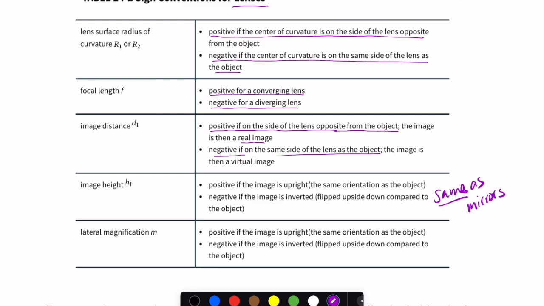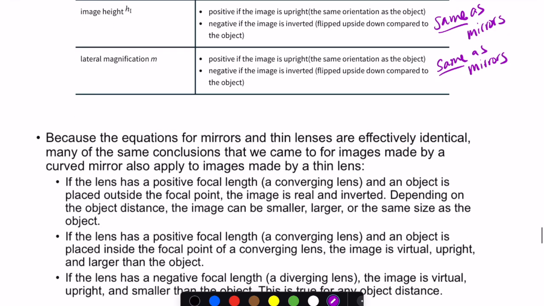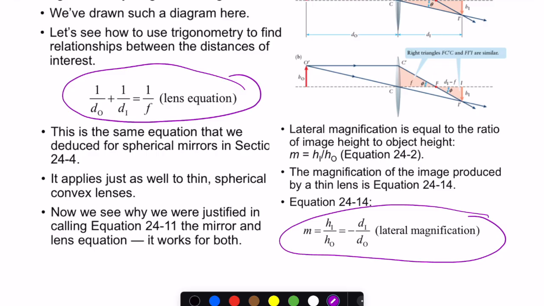And the upright or inverted, same. Okay. So because the equations for mirrors and lenses are the same, we can draw many conclusions about the image. If a lens has a positive focal length and it's converging, and an object is placed outside of the focal point, then the image is real and inverted. So solving these two equations is what tells us that.